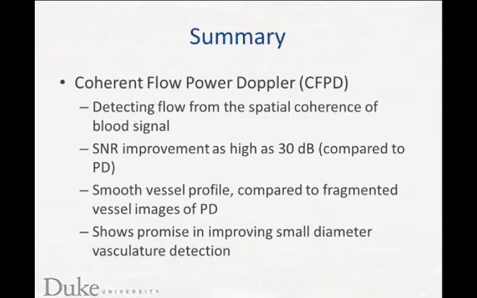the CFPD method detects flow from the spatial coherence of blood signal and improves the signal-to-noise ratio compared to Power Doppler imaging. The improvement is dependent upon the channel signal-to-noise ratio, and in some cases, the vessel diameter, and the improvement can be as high as 13 dB. CFPD results in a smoother vessel profile compared to the Power Doppler image when they are used to detect small vessels. Therefore, CFPD shows promise in improving small diameter vessel detection.